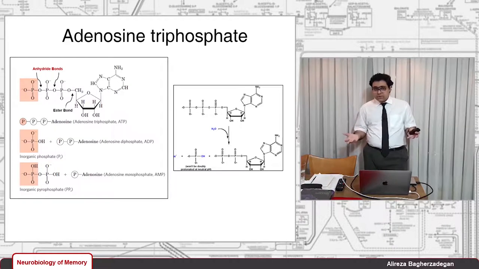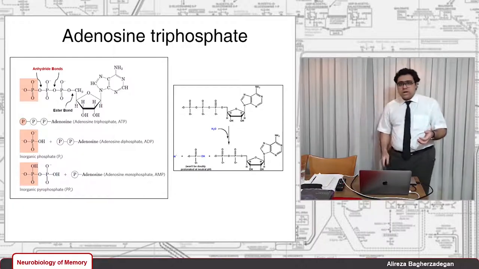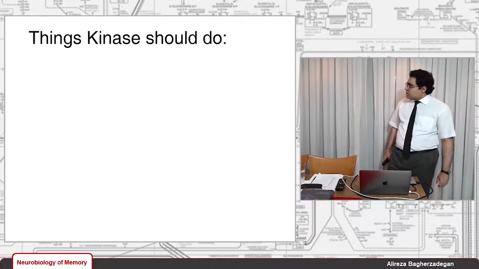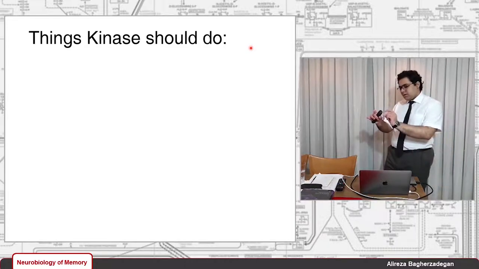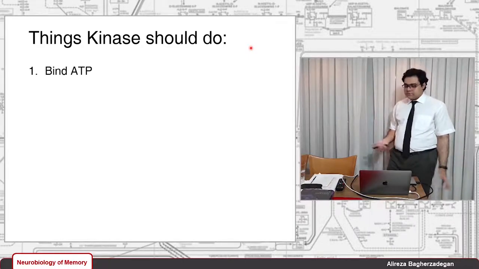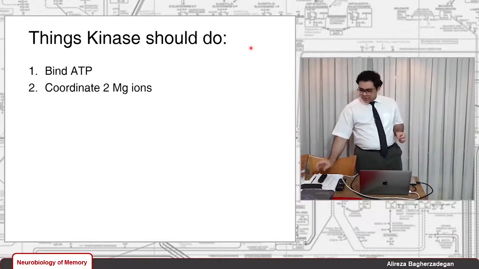Although it is thermodynamically unstable, because of those electrostatic repulsions of polar water molecules, ATP cannot easily transfer one of its phosphates. So it requires a kinase enzyme to remove the gamma phosphate and attach it to another molecule or substrate. Things a kinase should do in order to get a phosphate from ATP and give it to another substrate: first, it should bind to ATP. Then it should coordinate two magnesium ions. This is very important.